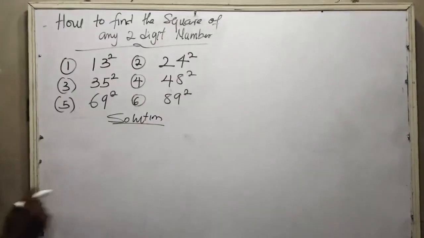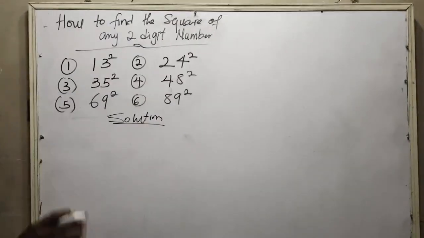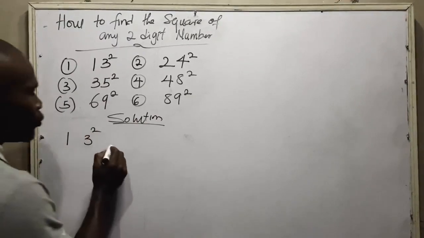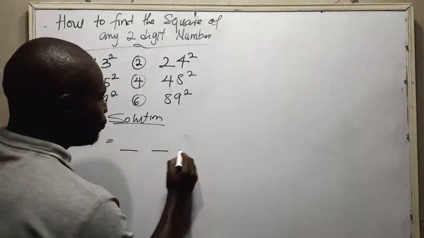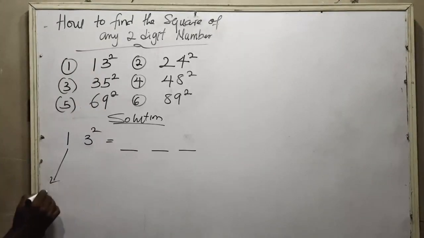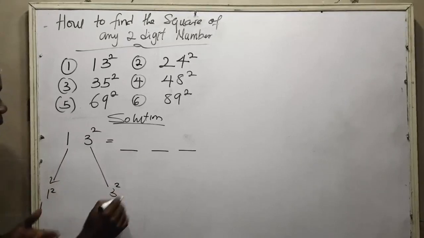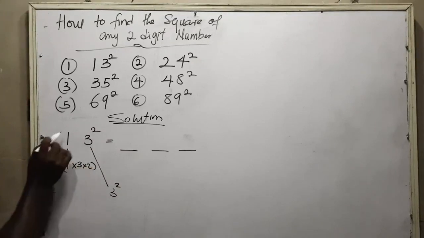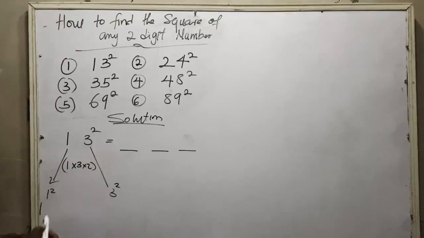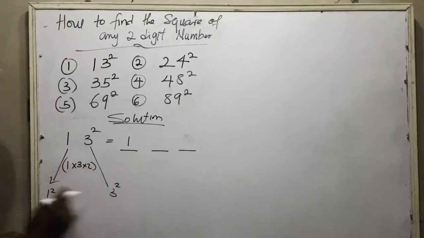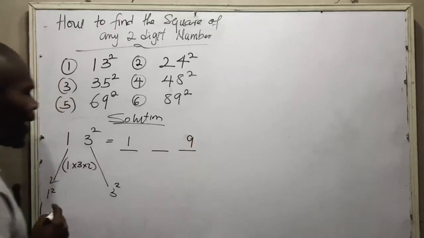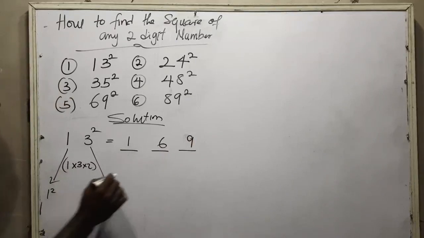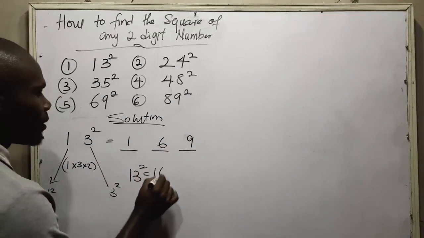So in 13 squared, the logic is this. In finding the square of any 2-digit number, the first thing you are going to do is, this is the question, you split it into 3: 1, 2, 3. So you have to do like this: 1 square, 3 square. So the inner side, 1 times 3 times 2. This one will multiply 3, 3 will multiply 2. So 1 square will give you 1, 3 square will give you 9, 1 times 3 times 2 will surely give you 6, telling us that 13 squared is equal to 169.